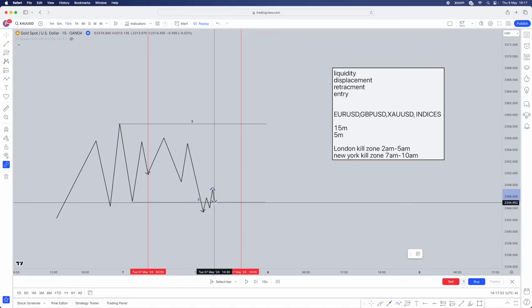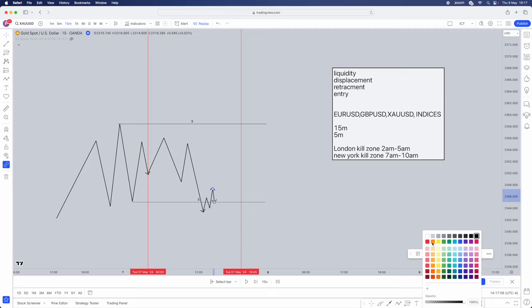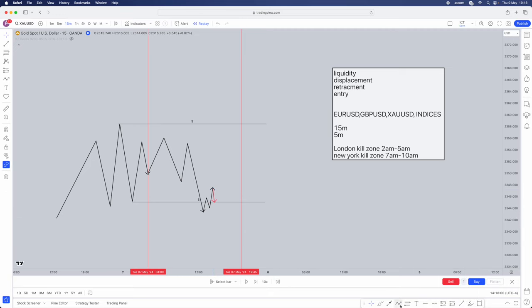Personally, I love using order blocks. You can use fair value gaps, as ICT teaches. However, order blocks are one of my favorite, okay? So let me just change this to red to show you that this is the retracement. The retracement is going to be your entry, bang. And then you target opposing liquidity, done. Very, very simple.